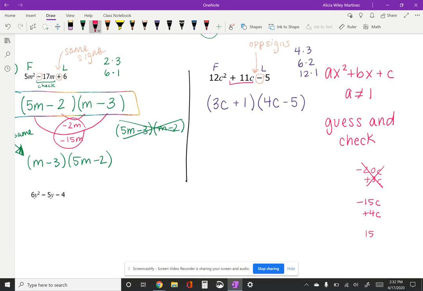So what could you do with these values to get a positive 11? Yeah, imagine if you had positive 15c and a negative 4c. You would have what you need. So all I need to do on this problem to get to my answer is switch my signs around. So negative, plus, switch them around. Checking my answer here. There's my 15c. There's my negative 4c. Together, that's 11c. So here is my answer.